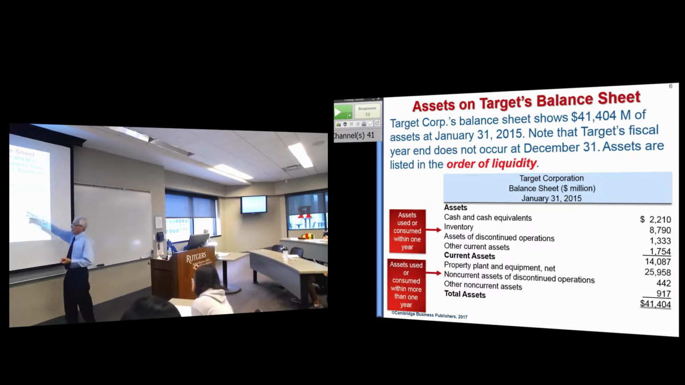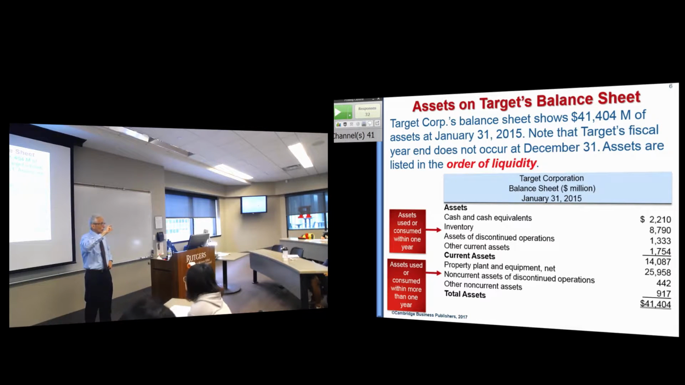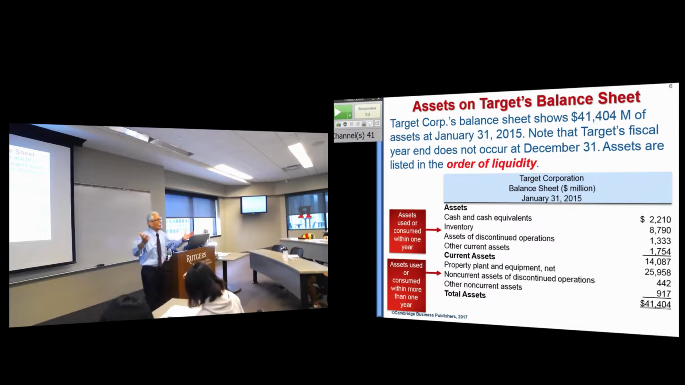Cash and cash equivalents, by the way, cash equivalents we'll get to. These are near cash items like treasury instruments or money market funds. So cash is the most liquid of Target's assets. Then inventory, and don't worry about the discontinued right now, then other current assets. These can be prepaid rent. And when you talk about liquidity, you're talking about the ability to convert those assets into cash. So cash and money market funds obviously are already very liquid.